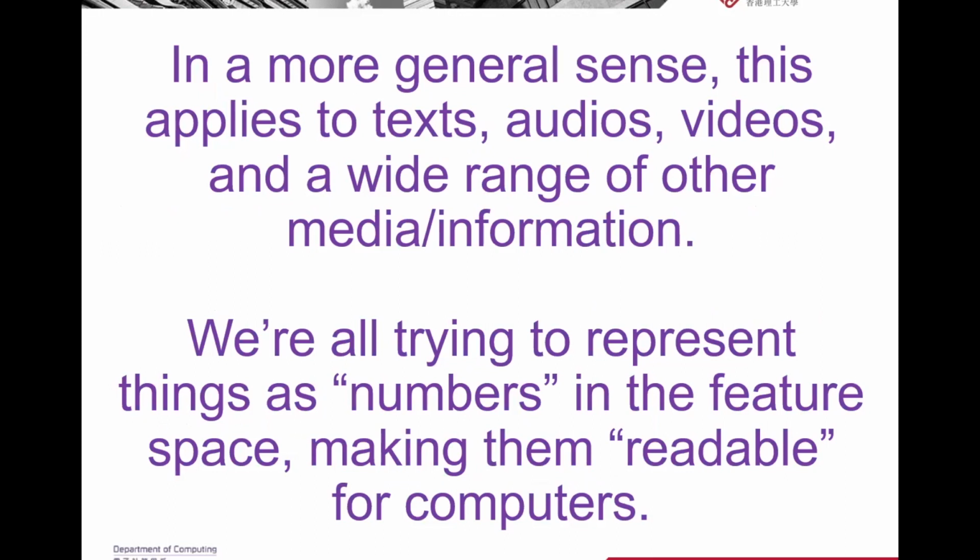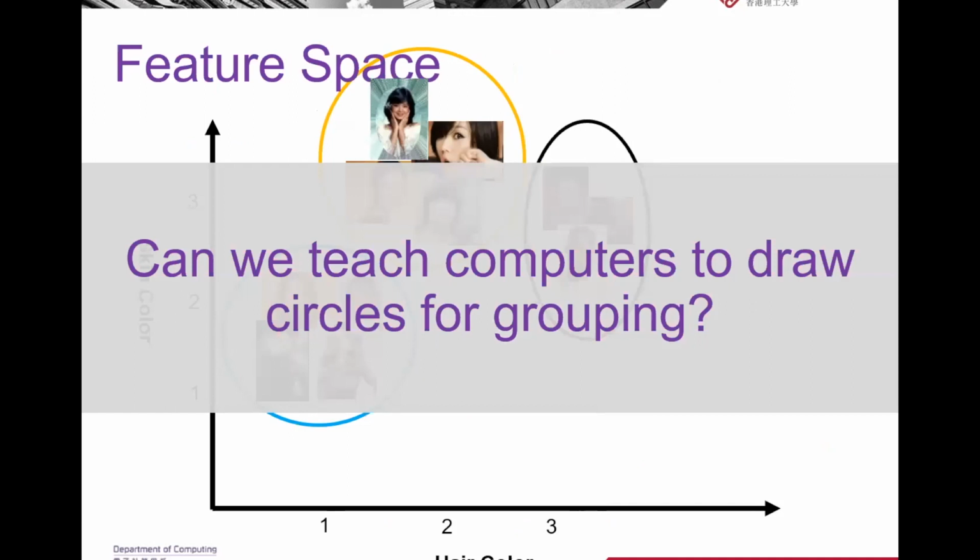Also, as I put here, in a more general sense, a lot of things we're doing for machine learning is all about this: how to use the features in the feature space. No matter if it's text information, audio information, video information, or other data from sensors, as long as they can be represented in a feature space, the models or methods we're going to teach in the future can be used. This is not only for images, not only for computer vision. As long as we have numbers in the feature space, the computer can read it.